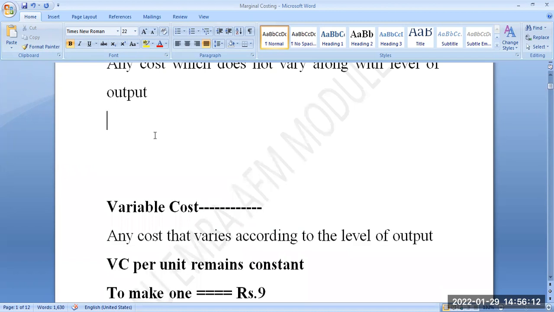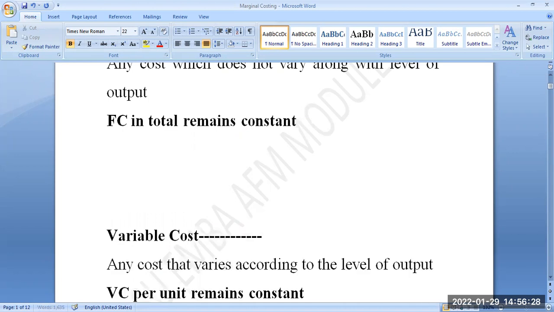Look at fixed cost. Fixed cost in total remains constant. But at the same time, fixed cost per unit varies.